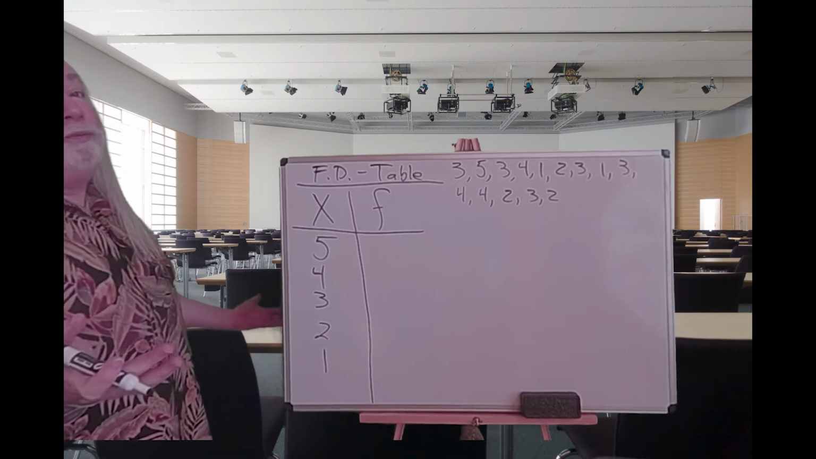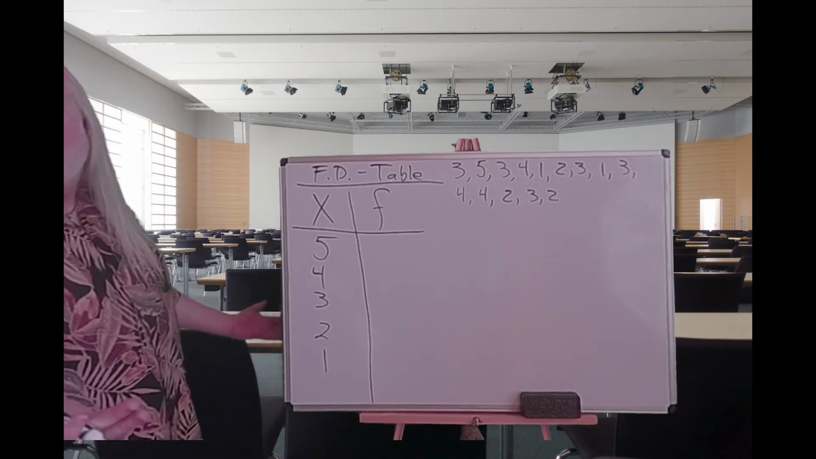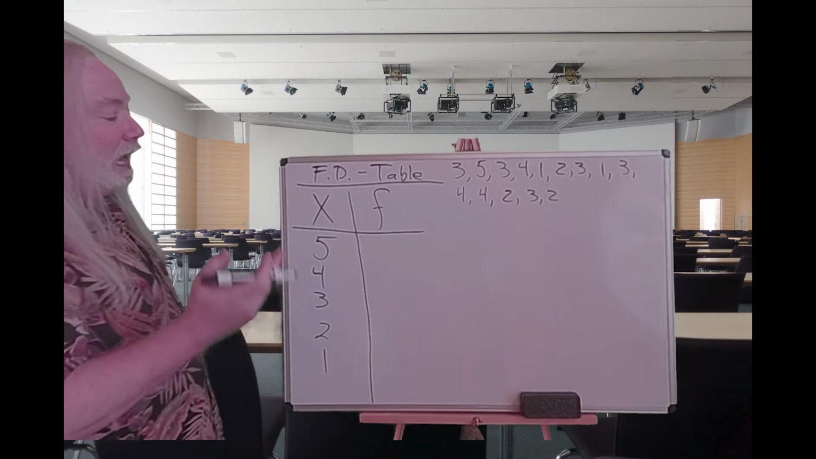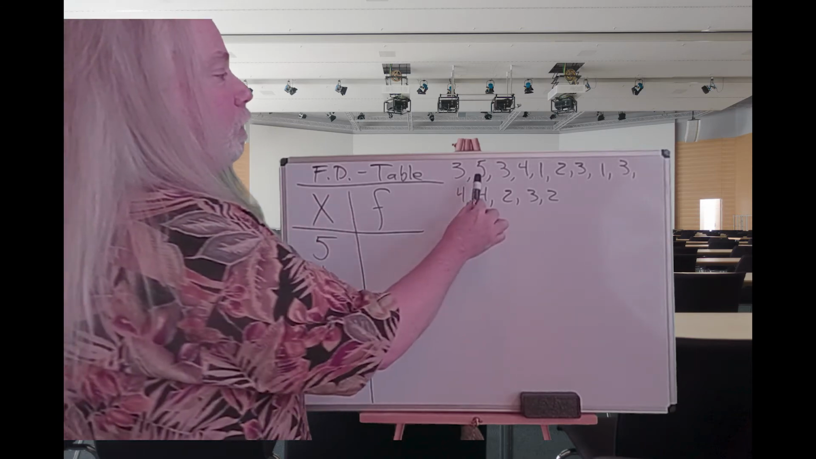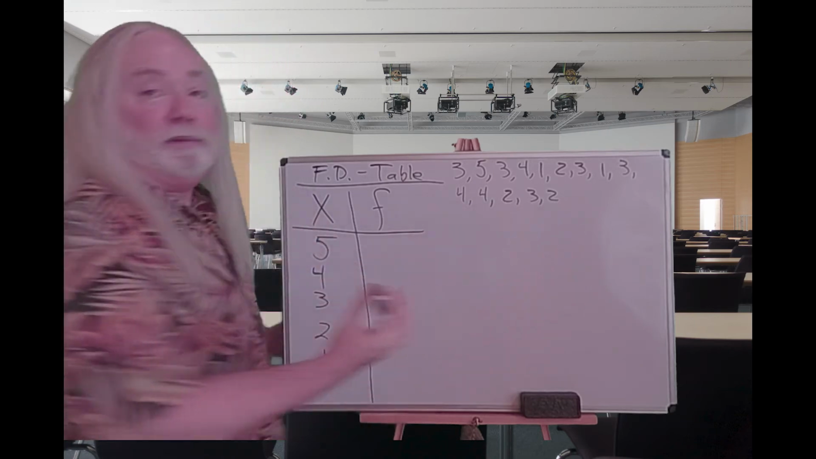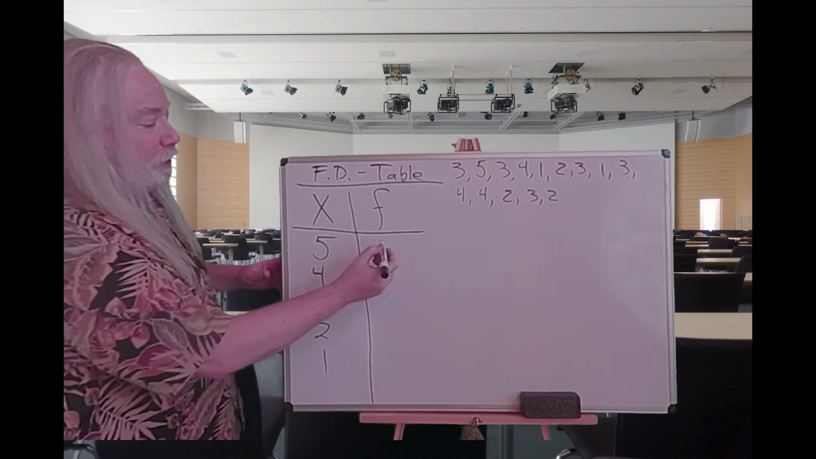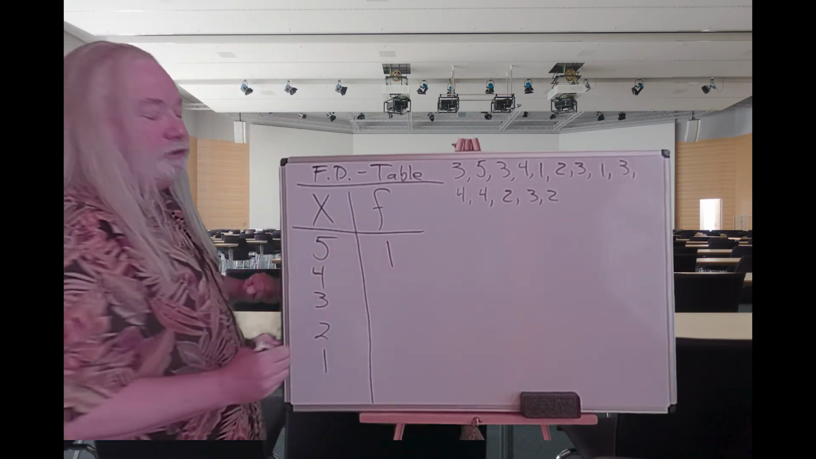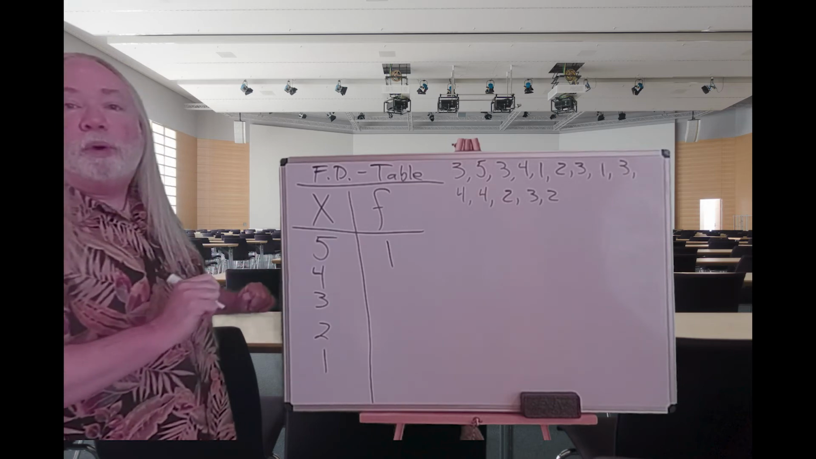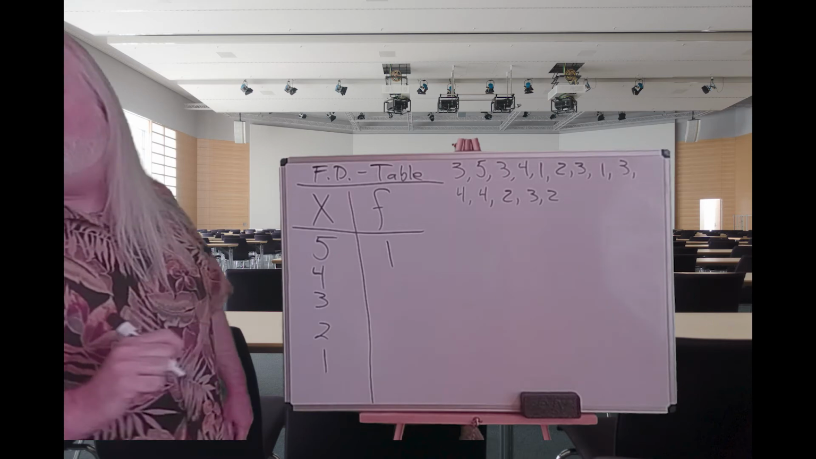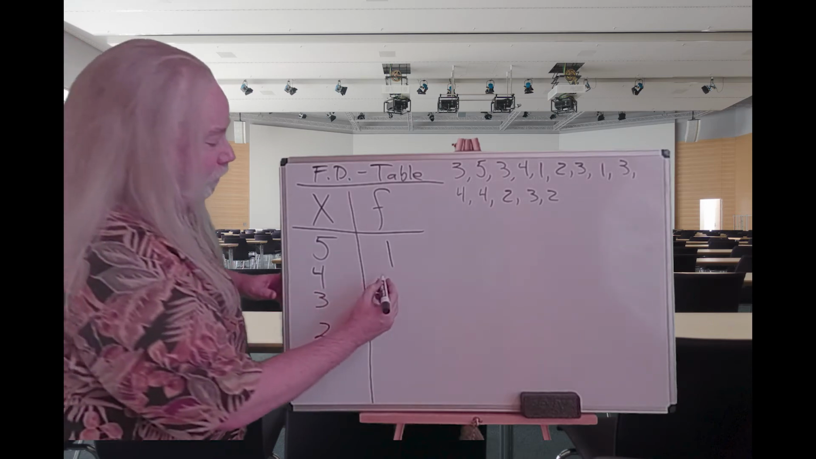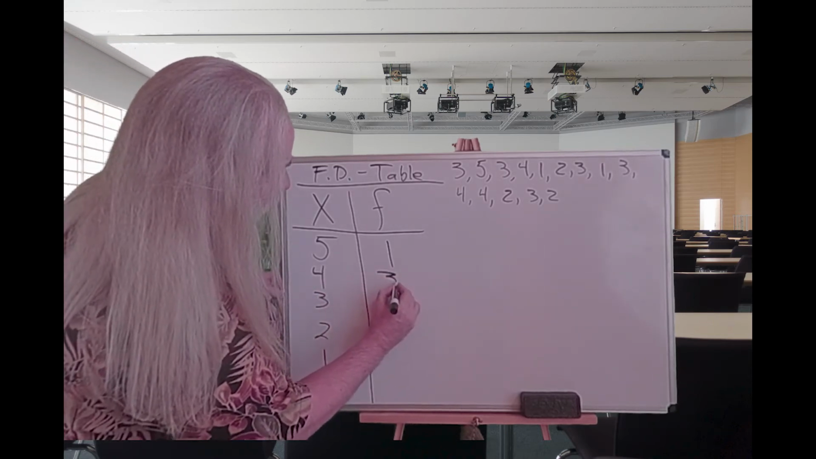Now is the frequency part. Now is the counting. So the first question here is, how many 5s are there in my data? So we go over to the data and there's 1. That's it. There's only one 5. So the frequency of 5s is 1. Now we go to the 4s and count the 4s. How many 4s are there? Let's see, 1, 2, 3 is what I see in there. So our frequency of 4s is 3.